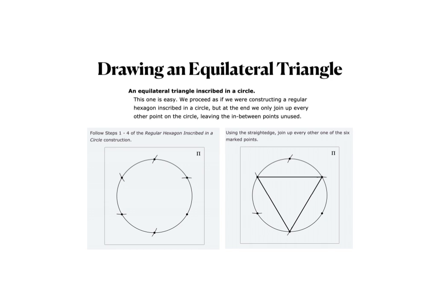We can also draw an equilateral triangle using our compass. This one's easy. We proceed as if we were constructing a regular hexagon inscribed in a circle like we did before, but at the end, we only join up every other point of the circle, leaving the in-between points unused. So again, we draw our circle, we mark a point, we keep our compass open the same width, and draw tick marks all the way around that circle. Then I connect 3 of these points, skipping every other one. And then I have an equilateral triangle.